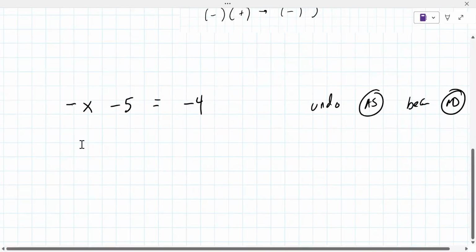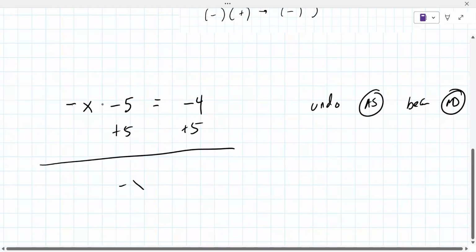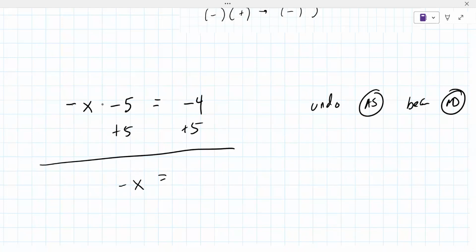So what are you going to undo on the left side here? The 5, subtraction of 5, right? So how do you undo subtraction by 5? Addition. Add 5 to both sides. What does the right side become? Positive 1. And it's good to write this negative 1 in front of the x.